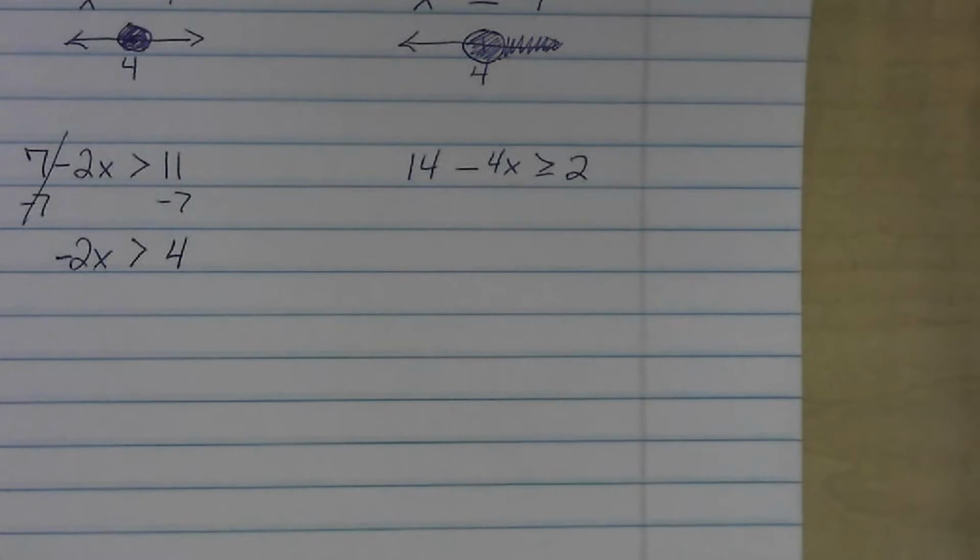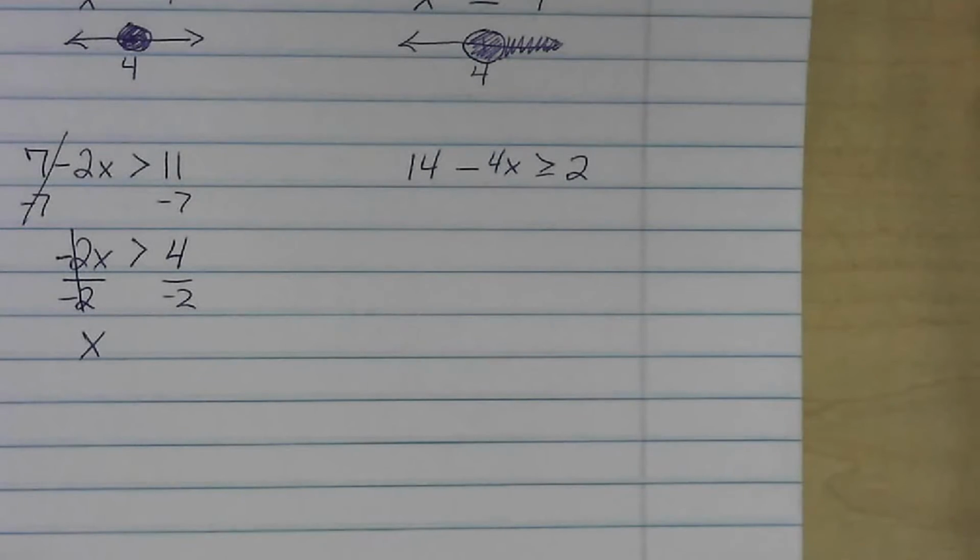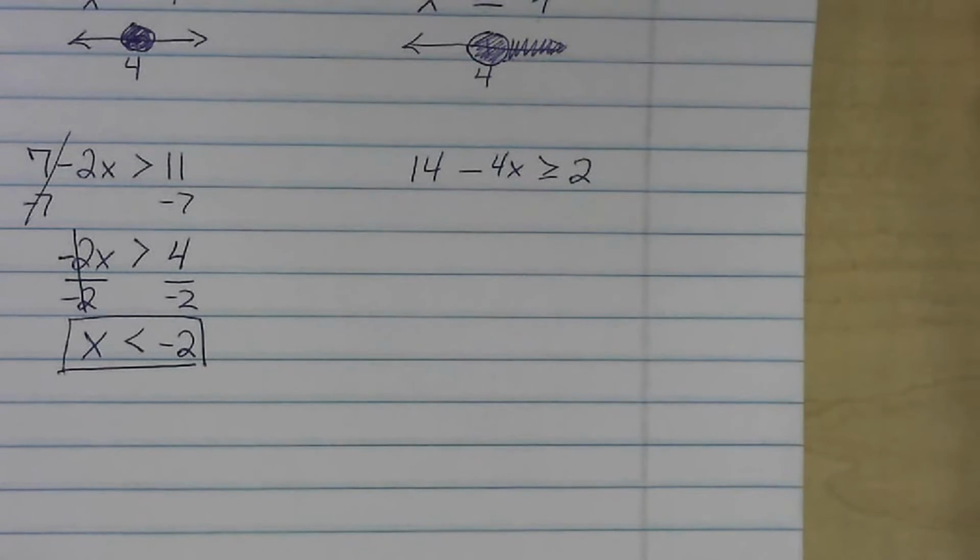And now, to get rid of that negative 2, since it's being multiplied by x, I do the opposite, which is division. On the left, the negative 2's cancel. And on the right, 4 divided by negative 2 is negative 2. Because I divided by a negative number, the inequality symbol switches.